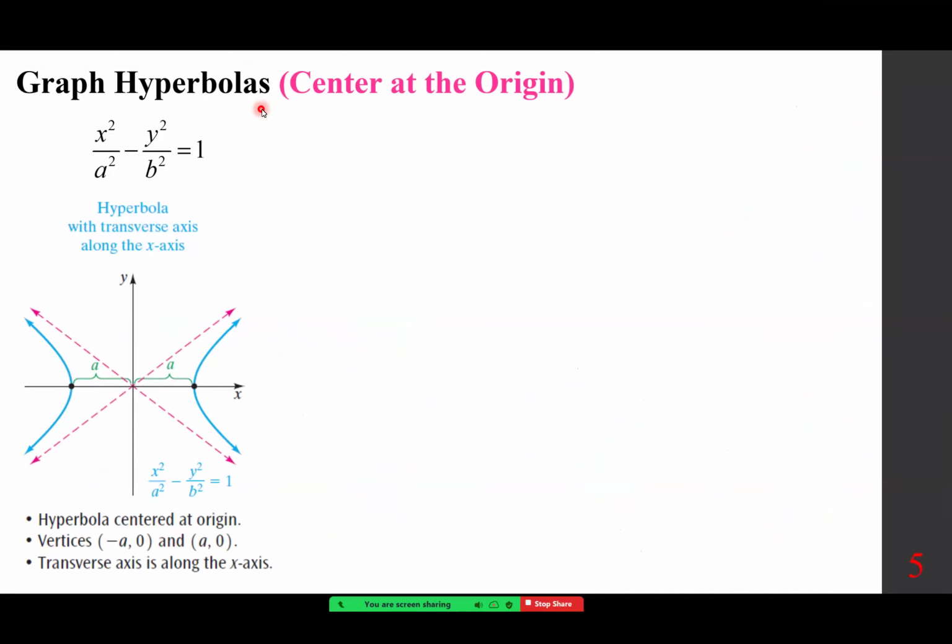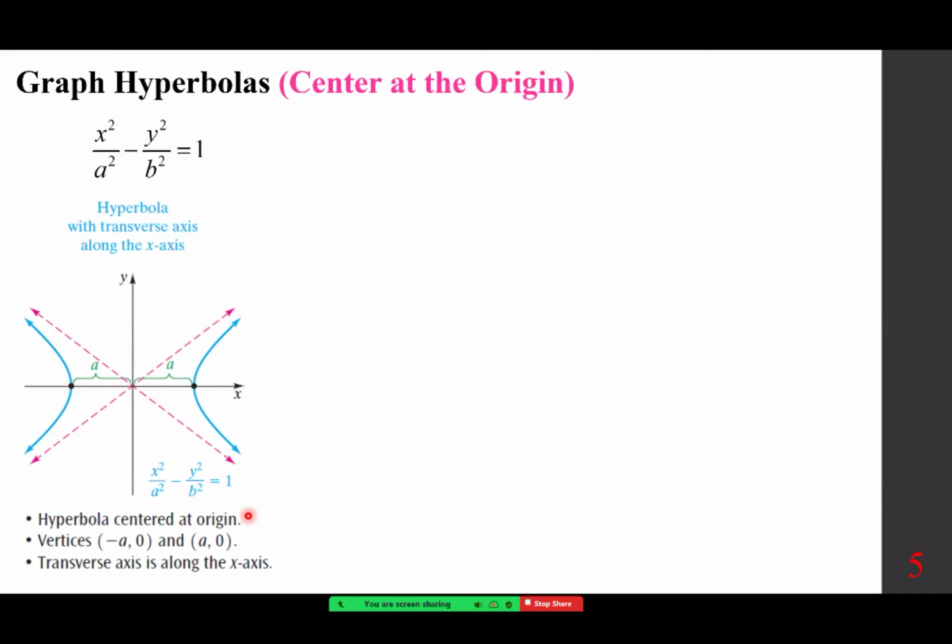Graph hyperbola center at the origin. The equations are x squared over a squared minus y squared over b squared equals 1. Here's how it looks like. The hyperbola with the transverse axis along the x-axis. So here the vertices, this distance is a, this distance is b.